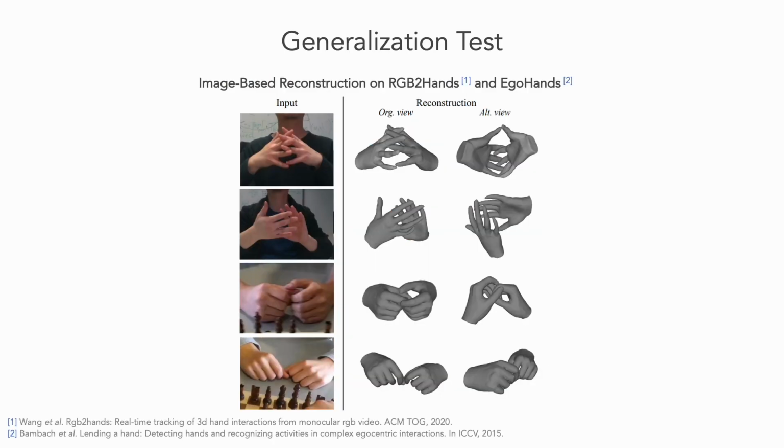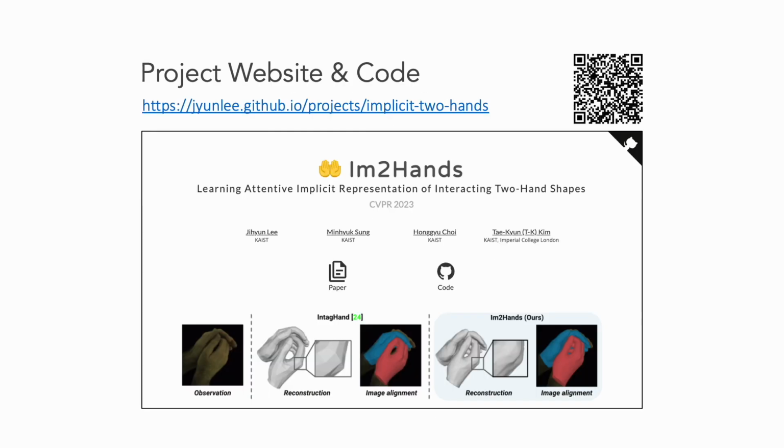For generalization test, we also show the reconstruction examples on RGB2Hands and EgoHands datasets using our model trained on Im2Hands 2.6M dataset only. Our model is shown to be well generalized to the unseen datasets. For more details, please check our project website and code.